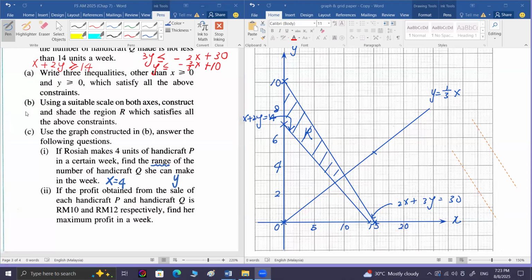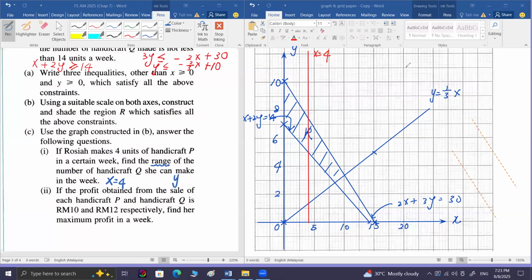So this one is also different from the previous one. Previously, we did a few questions where we shifted the line, right? So now when X equal to 4, you draw a line X equal to 4 across the region that they have shaded. So you're asked to find the range of Y.